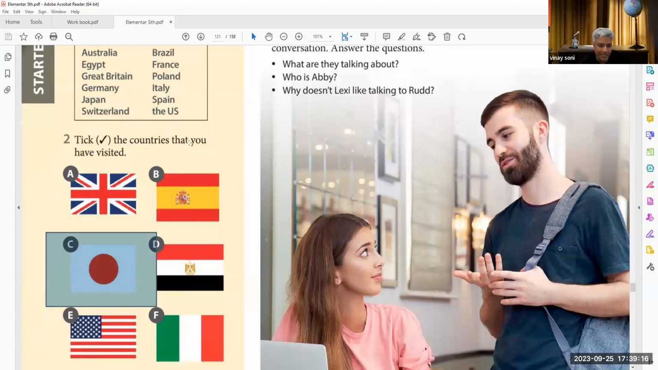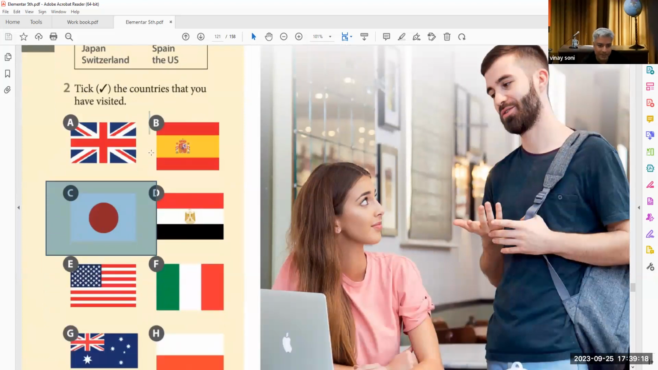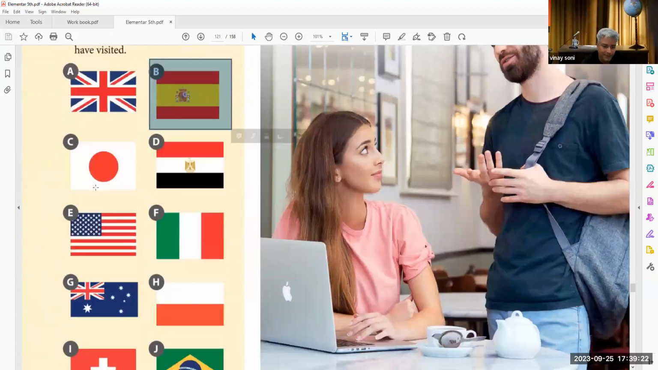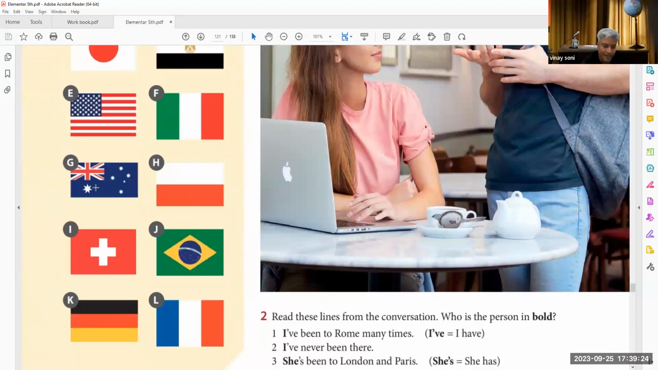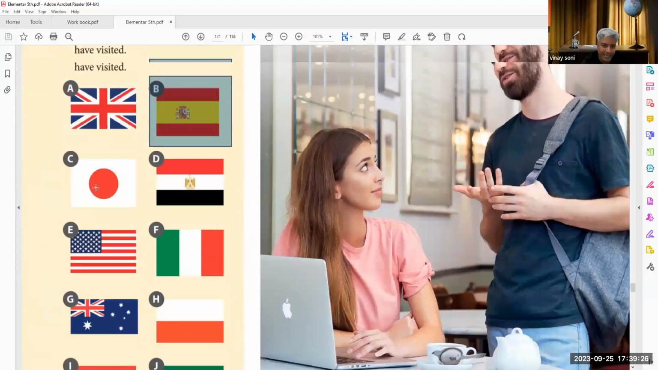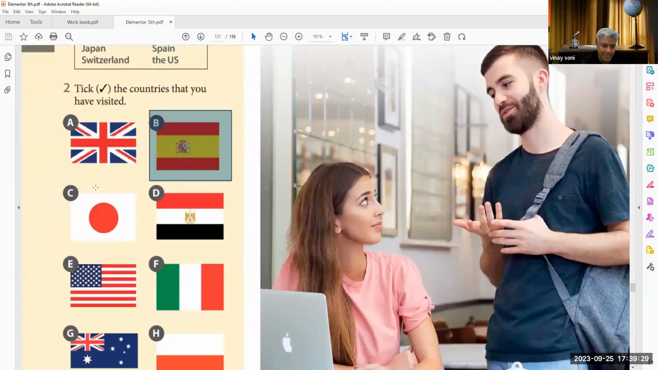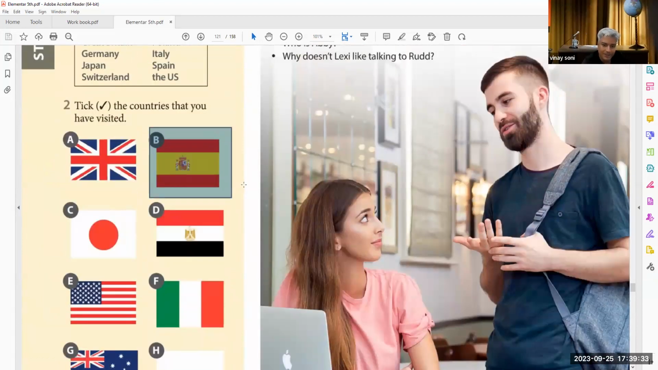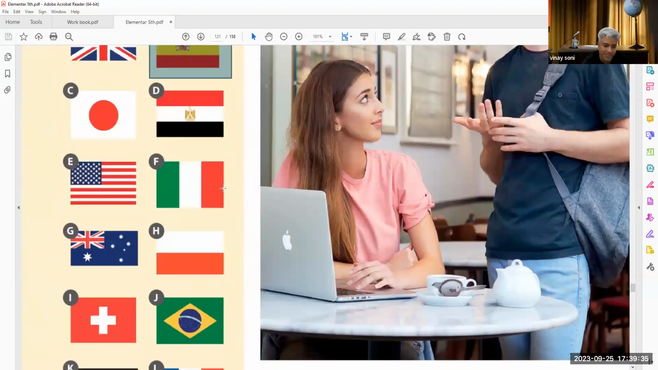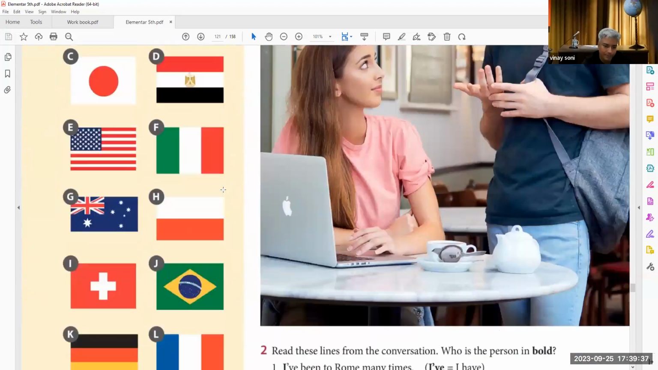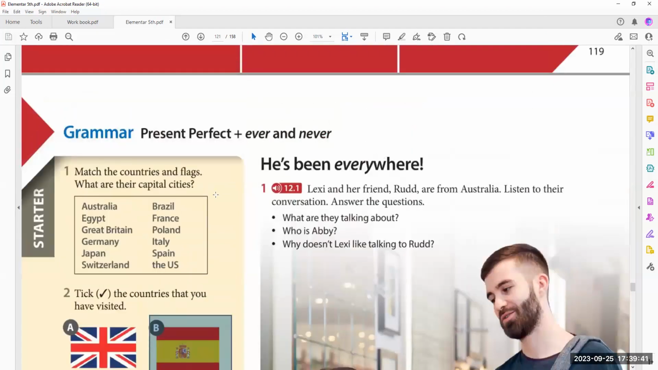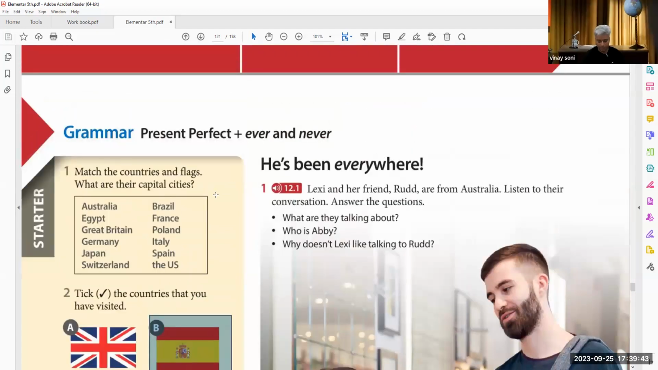Okay. Spain. B is Spain's flag. Okay. And Switzerland. I is Switzerland, right? And then we have the US. E. Okay. How many of these countries have you visited? None of them. Okay, none of them.